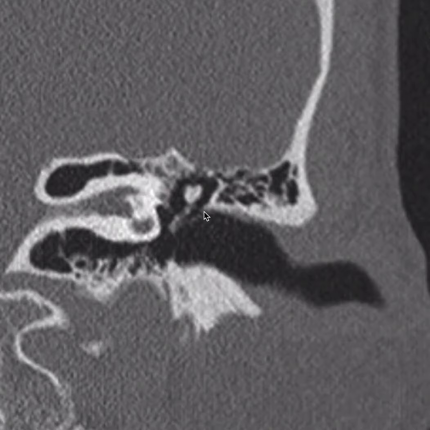Prussak space is just above the scutum and below the lateral mallear ligament, and is therefore a very small space in this area. Cholesteatomas tend to arise in this area, so you should look for a soft tissue density here and look for erosion or just blunting of the scutum to suggest cholesteatoma as a possible diagnosis.